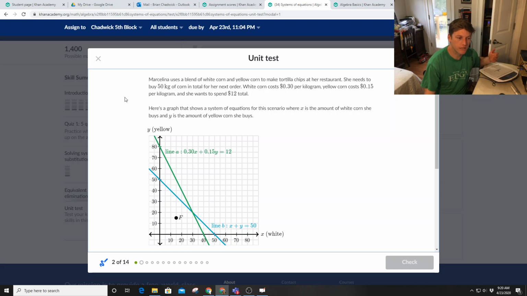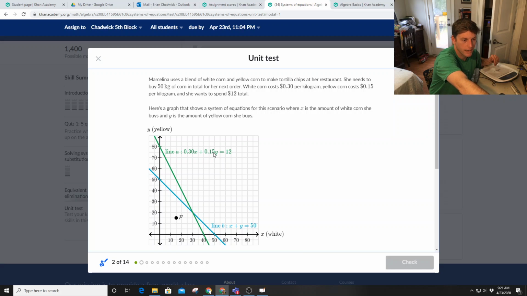What you're looking at is if we had worked this out, you would come to this point right here, 20 and 30. So you know how to use a graph, and some of y'all are in high school economics. You know kind of what we're looking at here when we do production possibilities curves and things like that. So line A represents the 30 cents of white corn plus the 15 cents per kilogram of yellow corn equals $12.